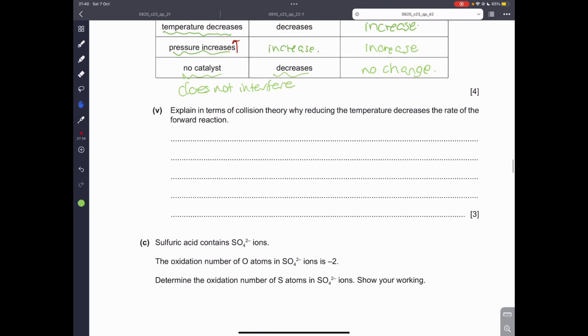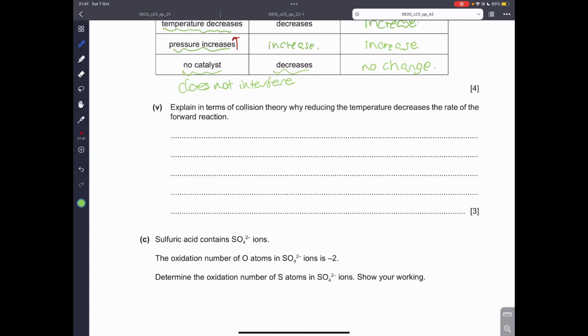Question number 5. Explain in terms of collision theory why reducing the temperature decreases the rate of forward reaction. This is a 3 mark question, so you have to answer 3 main points. So it is asking you about the collision theory, why reducing the temperature decreases the rate of forward reaction. Well, as I've said before, when temperature is decreased, the kinetic energy, or the KE, of particles decreases.